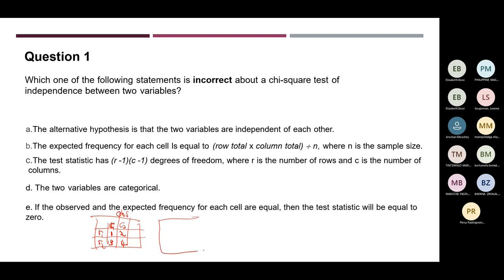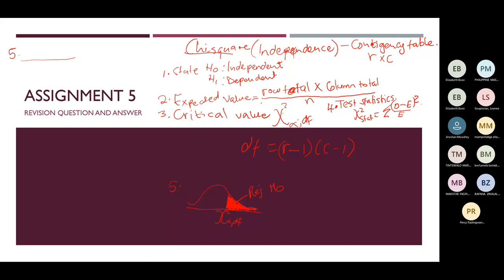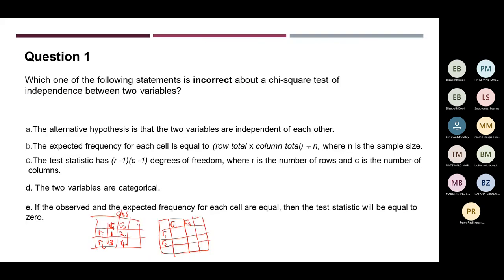Then we take our observed values and calculate the expected values, with column one, column two, and row one, row two. Let's assume that we did everything the same way: we take the total and divide by n, the formula for calculating expected values that we did earlier. I'm not going to calculate it; we're going to make assumptions. Let's assume they are equal. So the expected value for this observed value is 1, this will be 2, this will be 3, and this will be 4. So the observed and the expected values are equal.